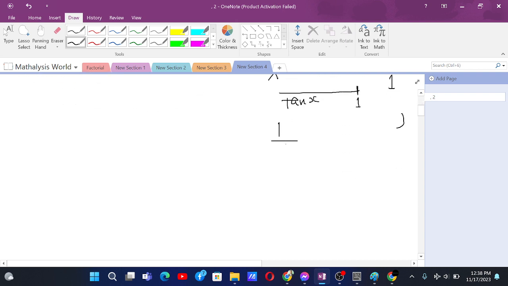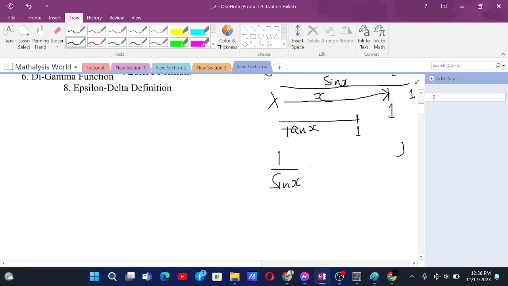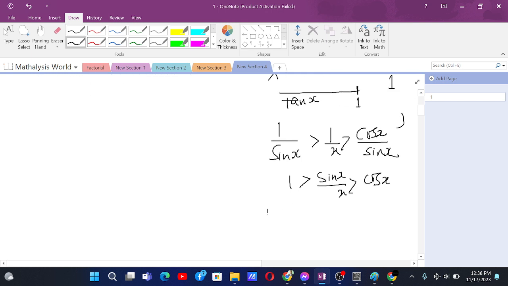So we'll have 1 by sin x, and if we invert them, the signs are also going to change. 1 by sin x is greater than 1 by x, which is greater than cos x by sin x. Now if we multiply by sin x, we get 1 is greater than sin x by x is greater than cos x. Now we can take the limit x tends to 0 everywhere.